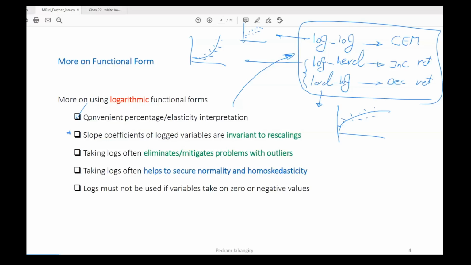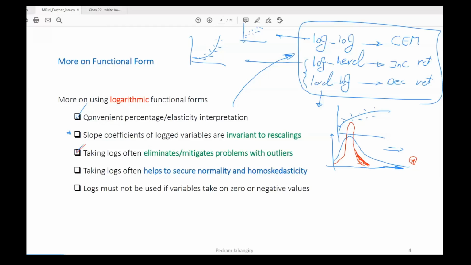So the third one: taking log often eliminates or mitigates the problem with outliers. It does the job because taking log is going to shrink the distribution. So if this is the distribution of my y variable, which is positive, and maybe y is wage, and I transform to log, the distribution is going to shrink. It's going to be something like this, and it's more normally distributed. So if there's a chance that we have outliers in wage data, those outliers are going to be mitigated a lot in the log wage data. Okay, so we solve this problem.